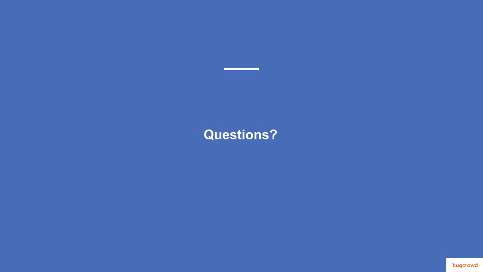All right. For VDPs, what is the value of having open scope versus doing a bug bounty with clearly defined scope?